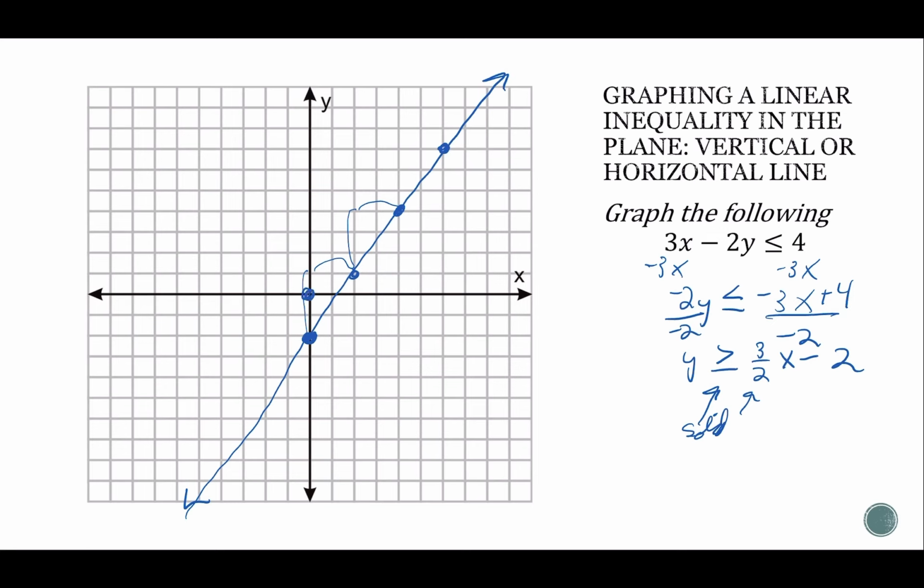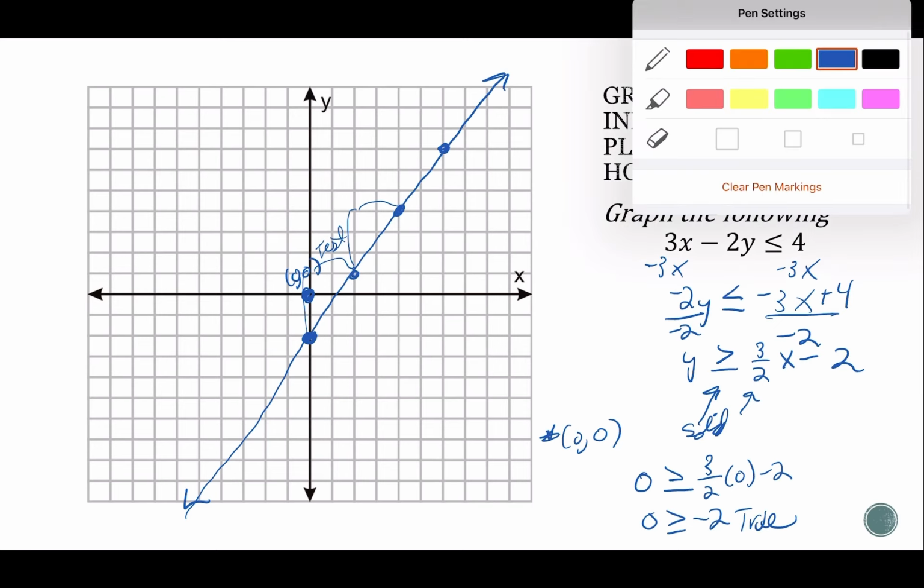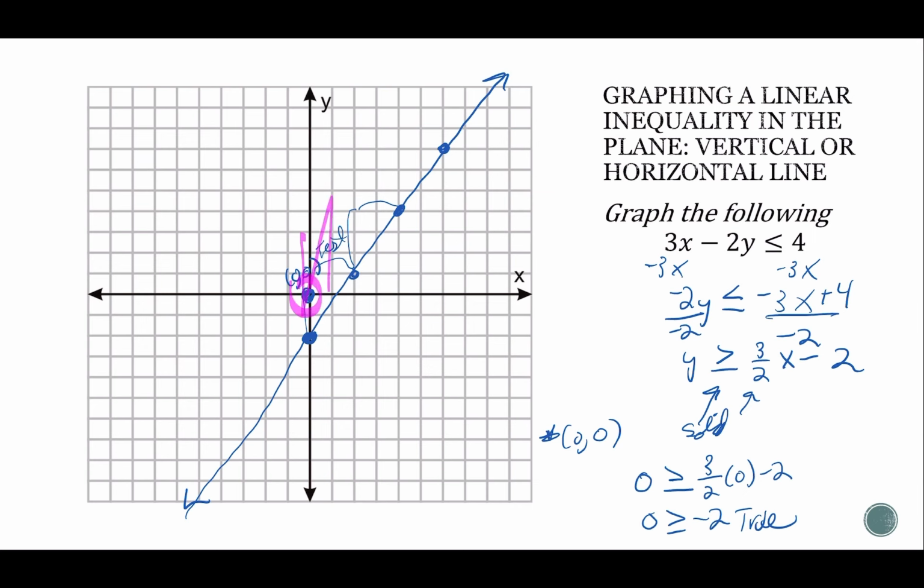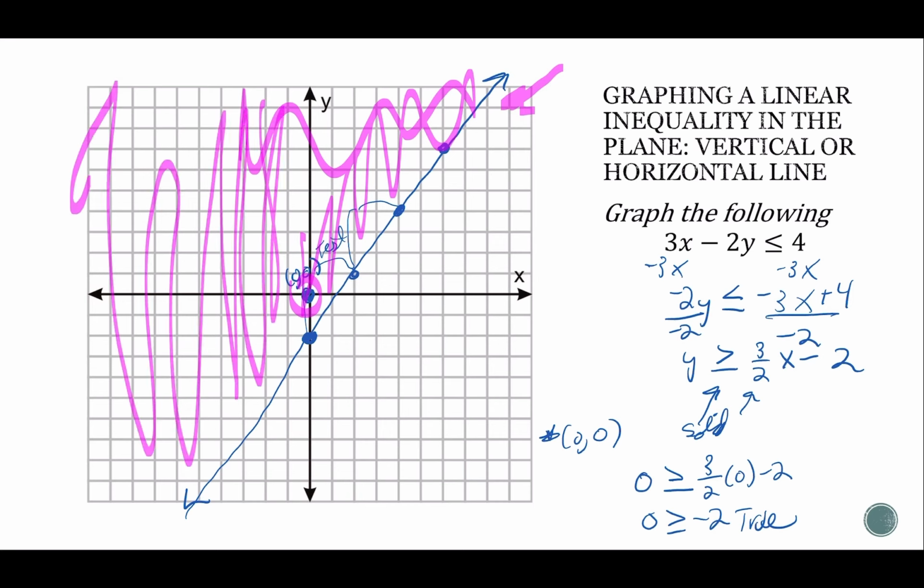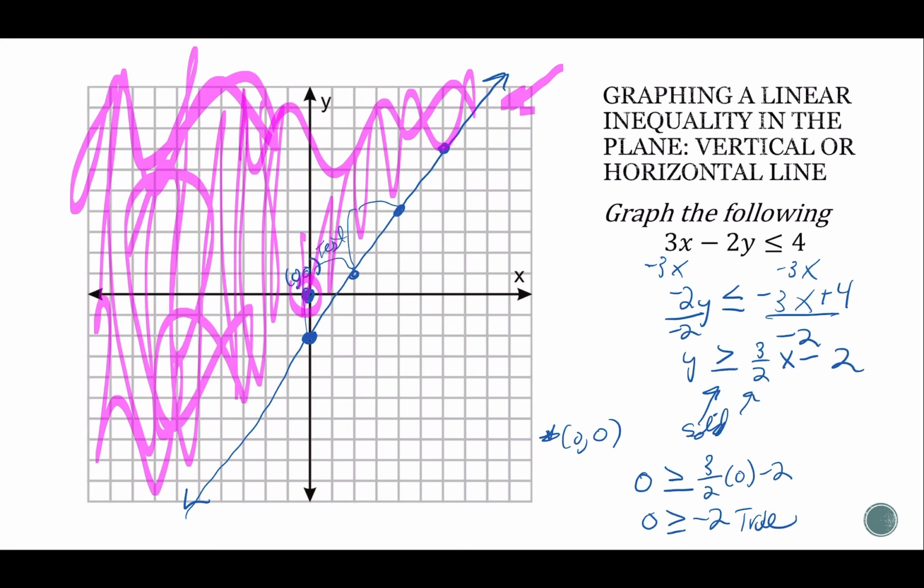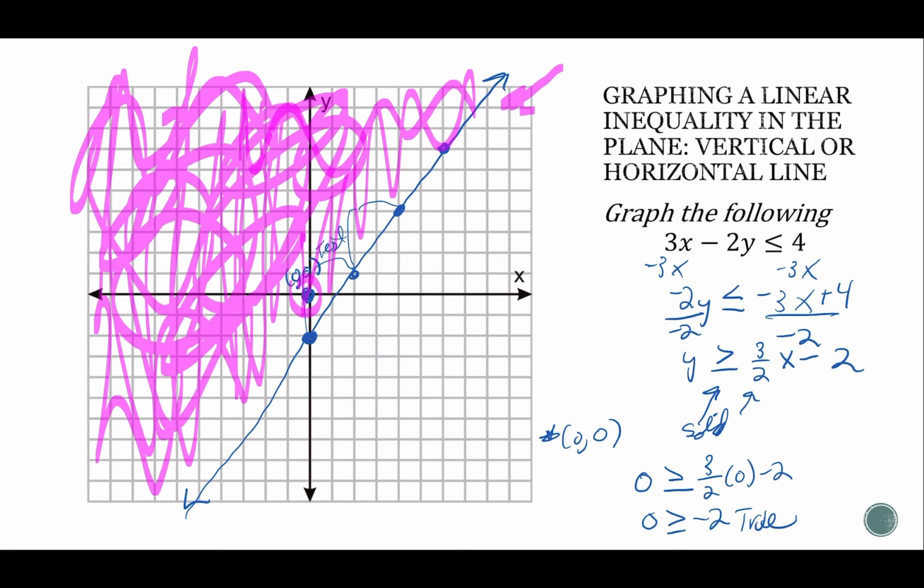Now I need to decide which side to shade. I have no idea. So I pick my test point to be my origin, 0, 0, and I substitute that into my inequality. 0 is greater than or equal to 3 halves times 0 minus 2. 0 is greater than or equal to negative 2. That's true. So I'm going to shade the side that contains my test point. So I'm shading above. If you go over a little bit, that's an accident, and that's okay. Your teacher hopefully will be kind and understand. Beautiful.